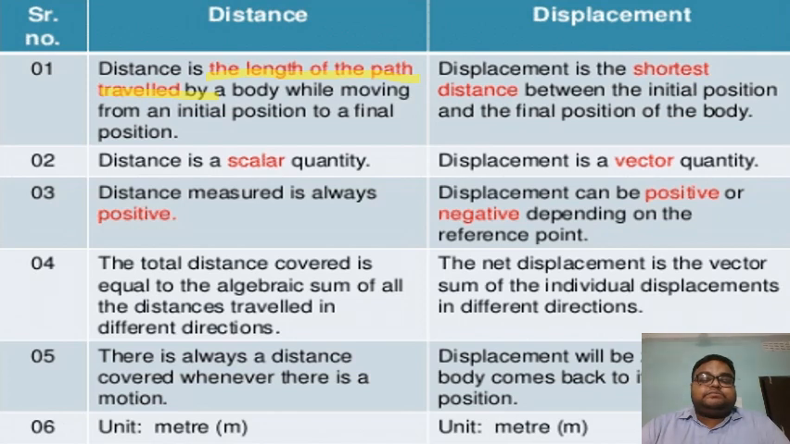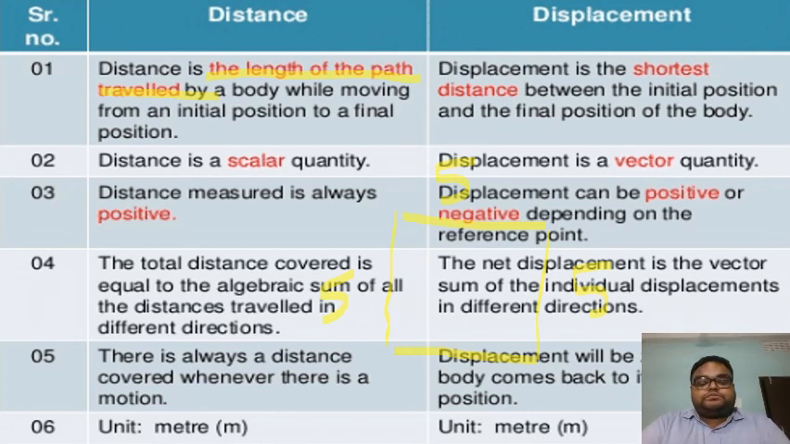The total distance covered is equal to the algebraic sum of all the distances traveled in the different directions. So if we try to find the total distance, suppose that someone has traveled 5 kilometers to the north, then 5 kilometers to the east, then 5 kilometers to the south, and then 5 kilometers to the west.